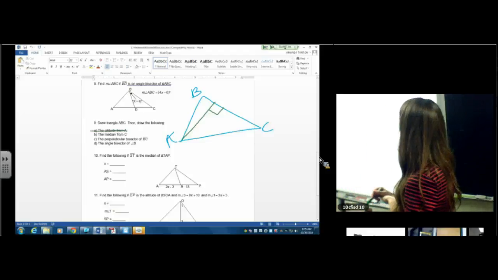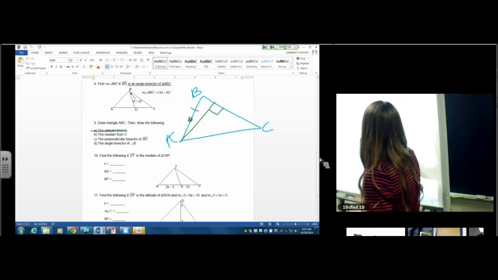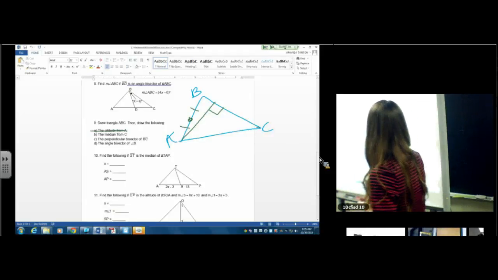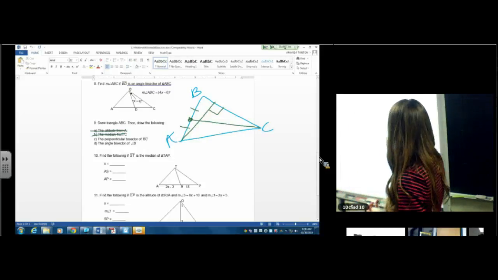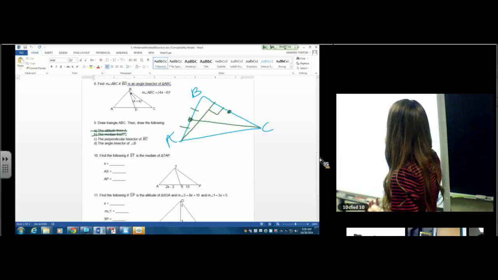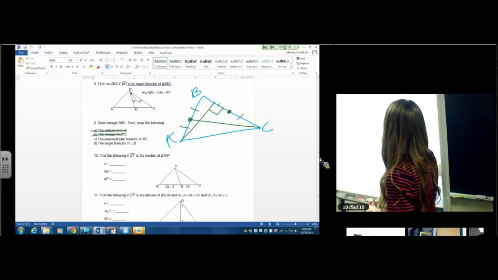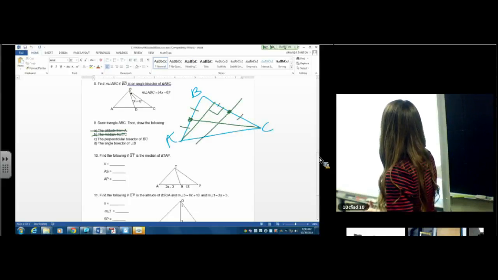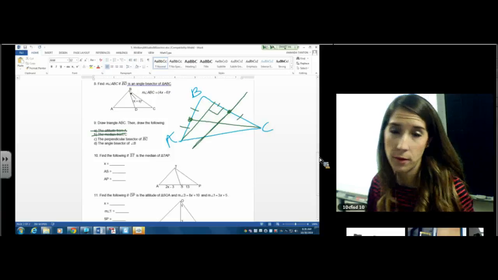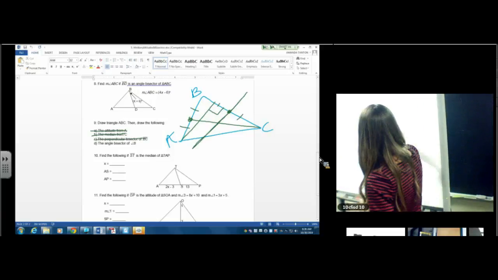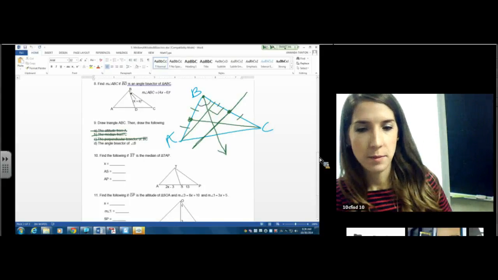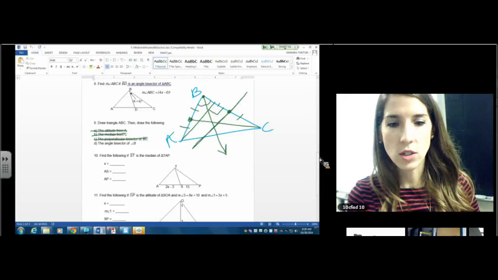The median from angle C, median, midpoint, the perpendicular bisector of BC. So I would go to BC, I would find the midpoint, I would put a tick mark, and then I would do that. The perpendicular bisector doesn't go through a vertex unless it's isosceles or equilateral. And then the angle bisector of B. So take this, draw a ray, and arc. So that's a very messy picture, but that's how you would do each one of those.